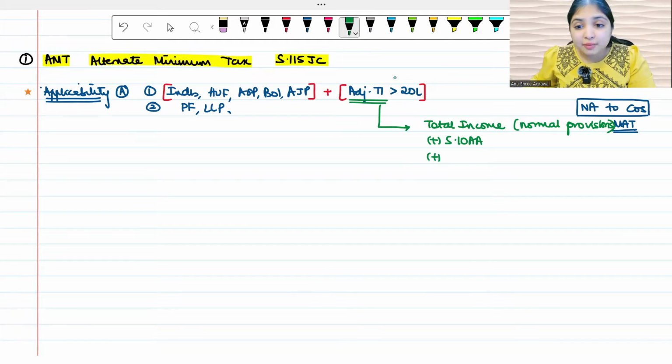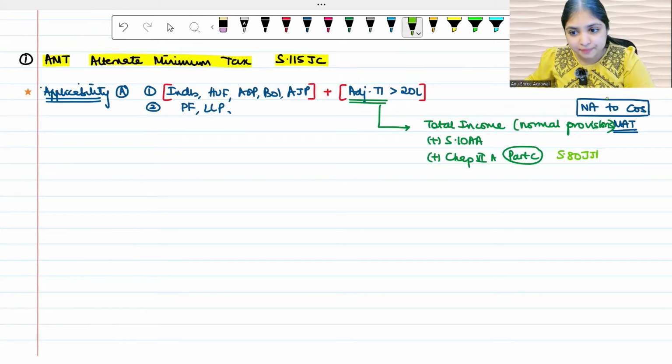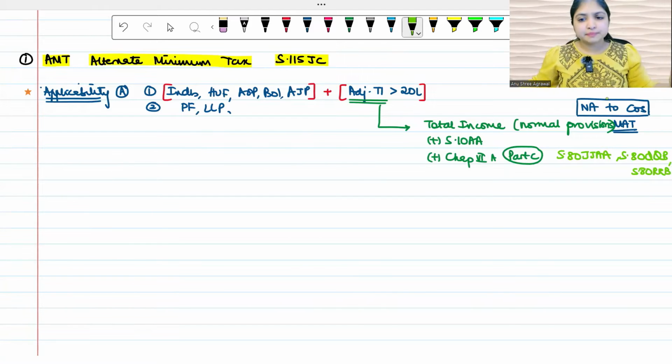You will also add back Chapter 6A Part C deductions. Now, in your syllabus, what are the Chapter 6A Part C deductions? In your syllabus, Chapter 6A Part C deductions are only three. Number one, you have 80JJAA. Then number two, you have Section 80QQB. And finally, you have Section 80RRB. So, in your syllabus, only three Chapter 6A Part C deductions. 80JJAA, 80QQB and 80RRB, you'll add back these as well.